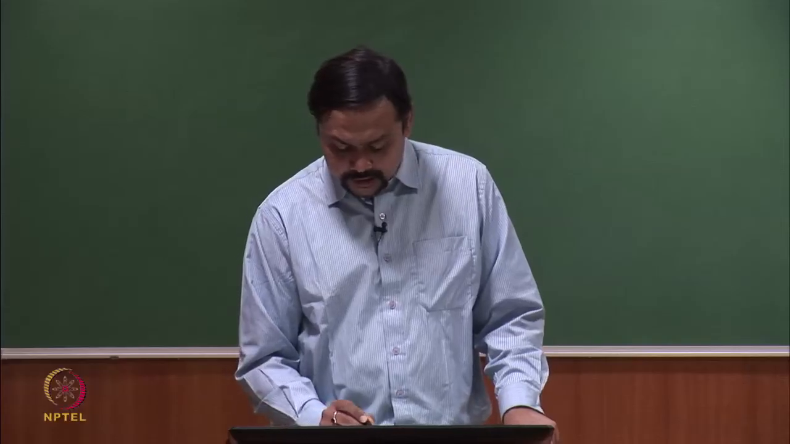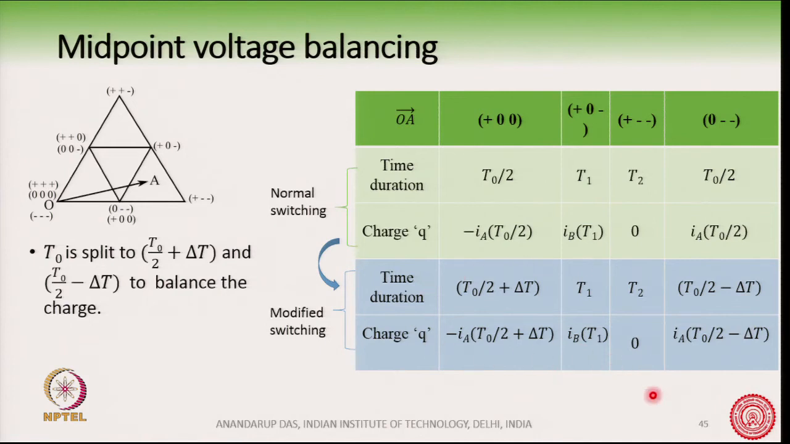So, how we do this is shown in this one. Here we see that T0 is split into T0 by 2 plus delta and T0 by 2 minus delta to balance the charge. So, what am I doing? You see here, earlier there was T0 by 2 here and T0 by 2 here. Now, I am saying that okay, let us make this one T0 by 2 plus delta and make this one T0 by 2 minus delta. This will ensure that the total sum of times is equal to Ts as before. Only this degree of freedom we have utilized.